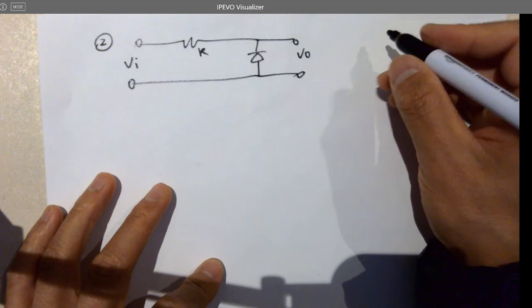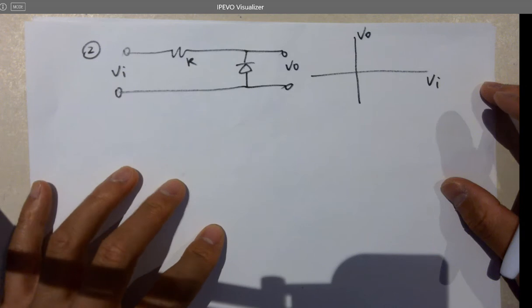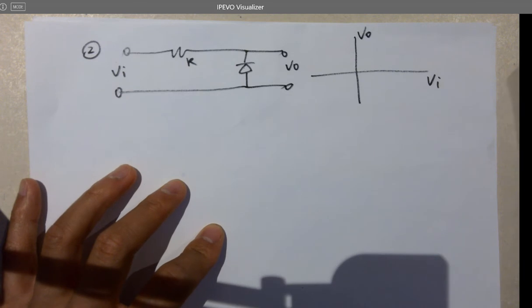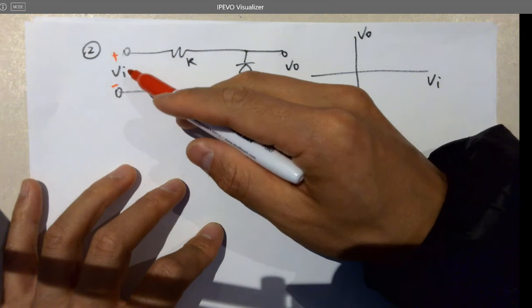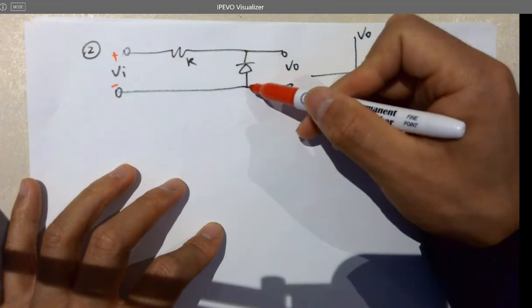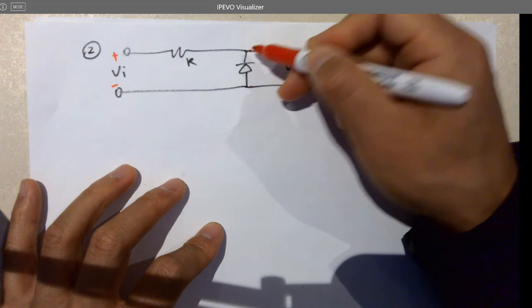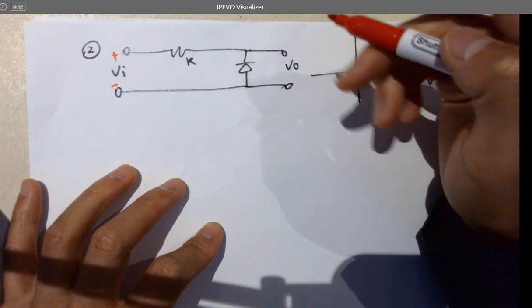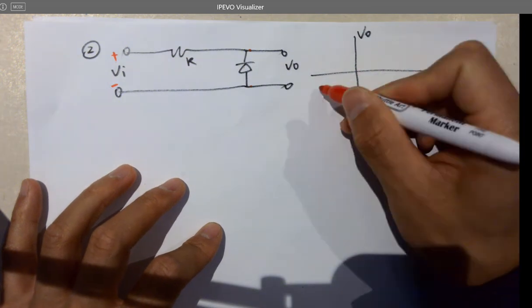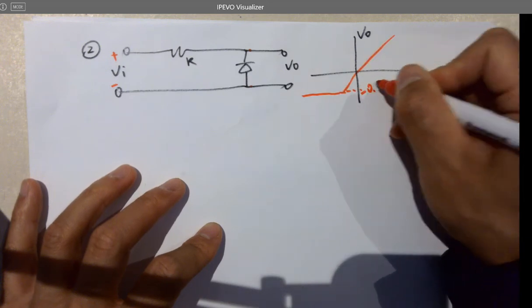What about this one? So when Vi is negative, this will conduct voltage or current, because here's higher, here's lower. Until when? Yeah, negative 0.7 volts. It'll be like this, and this. So this is negative 0.7 volts.